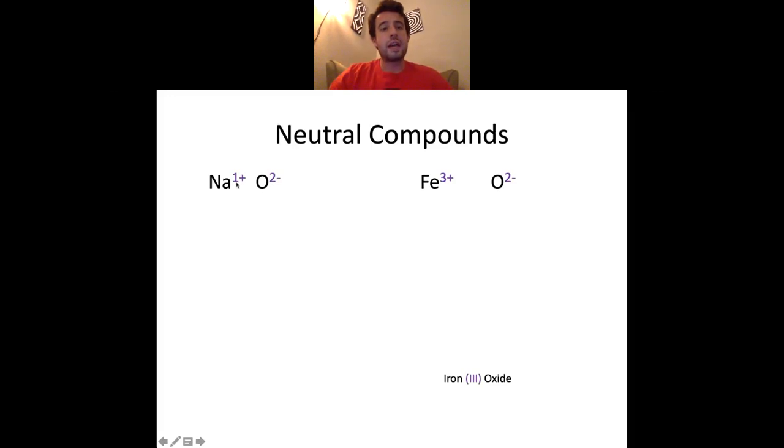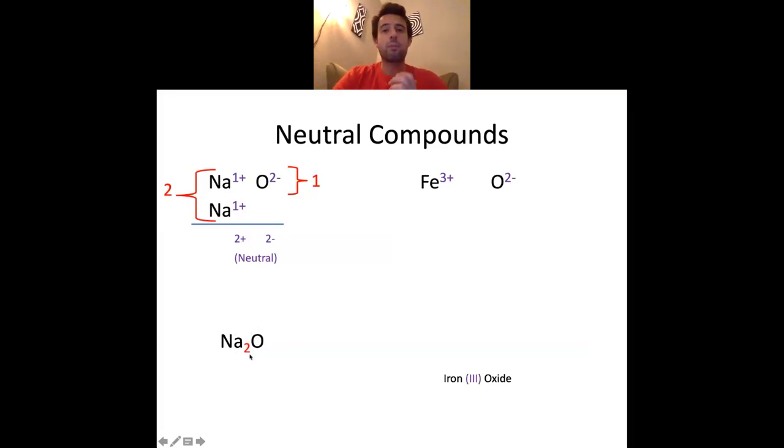Okay, so Na1+ and O2-. Now, here's the goal here. I know that if I add another 1+, my total charge is going to be +2, and my total negative charge is going to be -2. That makes them neutral. So, I know that I need 2 sodium 1+s for every 1 oxygen 2-. How we write that as a formula is we would write something that looks like this, Na2O. So this Na2O is the chemical structure of what happens when you mix sodium with oxygen. It forms Na2O.